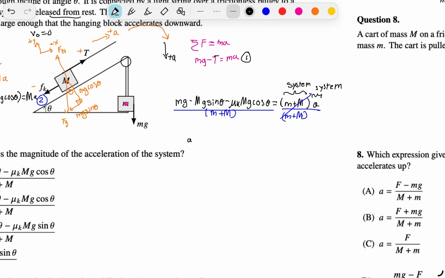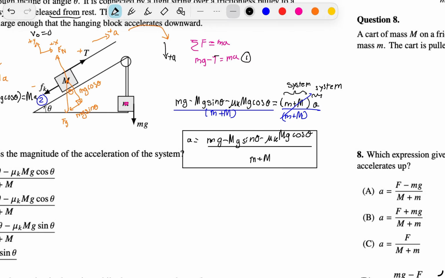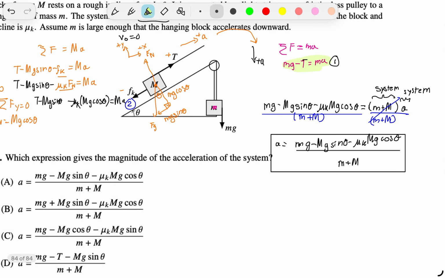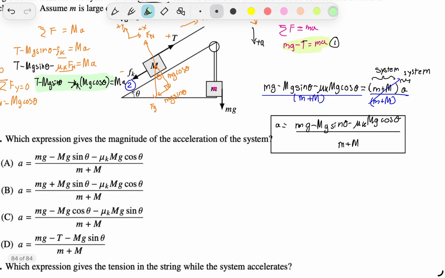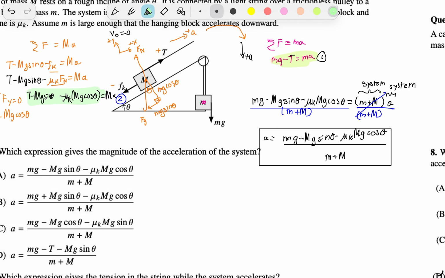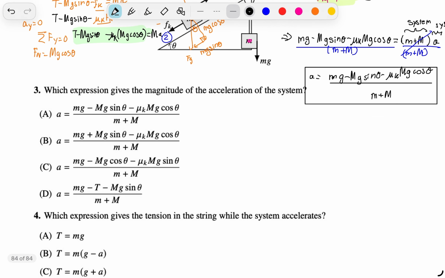So let's write our whole answer again. We have mg minus Mg sine of the angle theta minus mu k Mg cosine of the angle theta, all divided by your collective mass m plus M. So that is your answer right there. Now, just to backtrack, this is what we took. We had that mg minus T, and we also had this T minus Mg sine of theta. Then we took all of that and added those, and we saw that our tension canceled out, which is how we got this expression here. So that is option A.